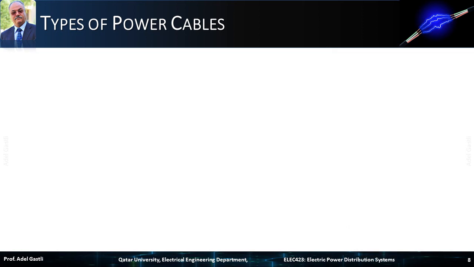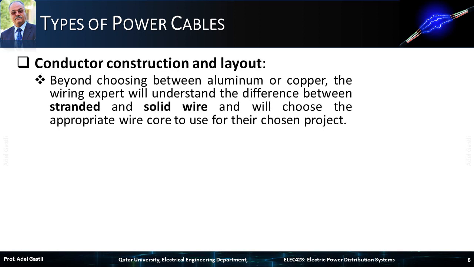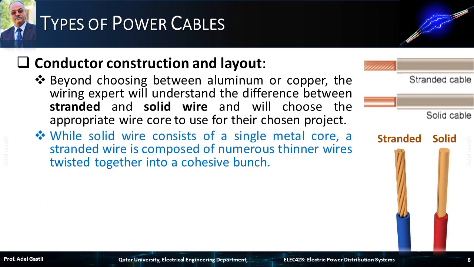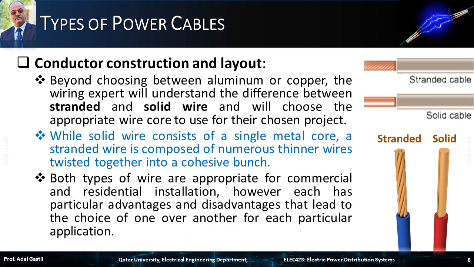The next classification is based on conductor construction and layout. Beyond choosing between aluminum or copper, the wiring expert will understand the difference between stranded and solid wire, and will choose the appropriate wire core to use for their chosen project. While solid wire consists of a single metal core, a stranded wire is composed of numerous thinner wires twisted together into a cohesive bunch. Both types of wire are appropriate for commercial and residential installation, however each has particular advantages and disadvantages that lead to the choice of one over another, for each particular application.